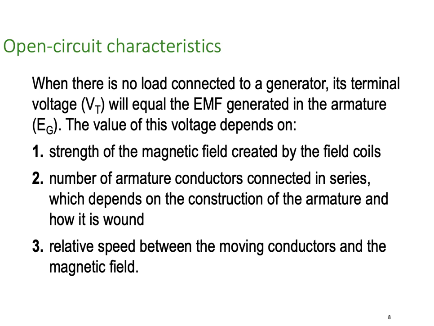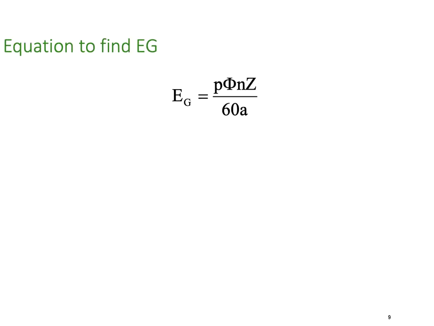Three, the relative speed of the moving conductors through the magnetic field. So again, if we're moving the conductors slowly through the magnetic field, we'll end up with a small voltage. If we spin the conductors quickly through the magnetic field, we'll end up with a much higher voltage. So field strength, number of turns on the armature, and the relative speed of the conductors spinning through the magnetic field will determine the EMF, which we abbreviate to EG, the voltage generated. So the equation to find EG is P phi N Z on 60A.